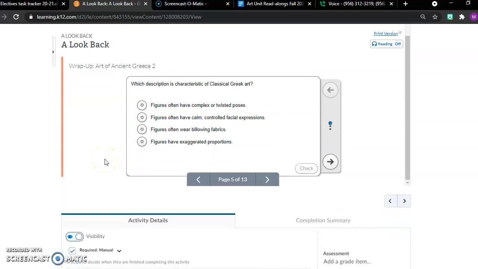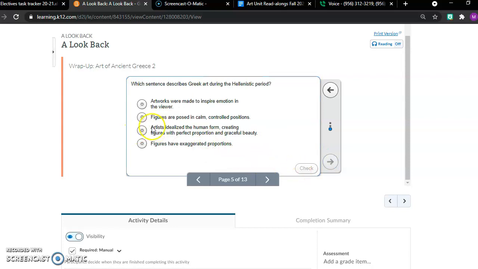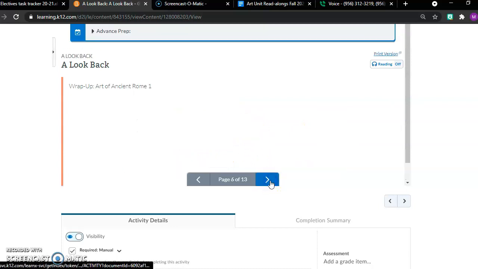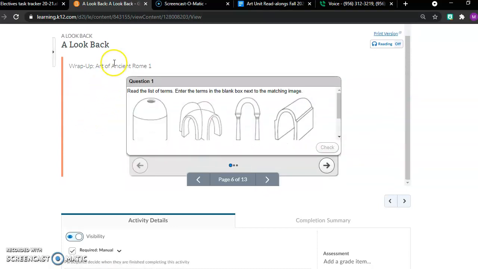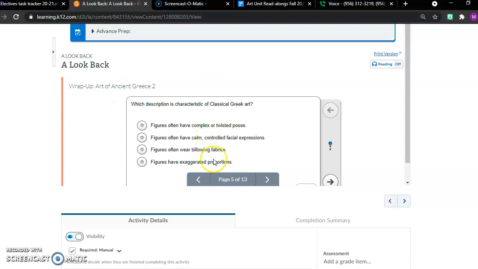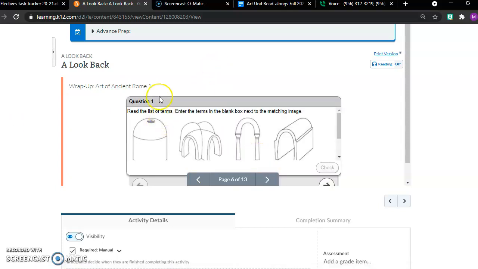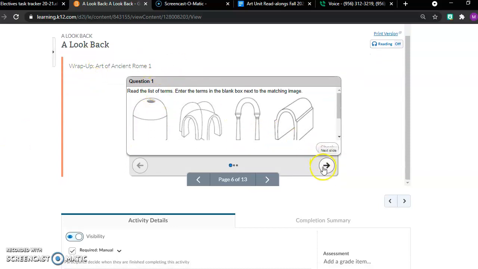This reviews ancient Greece. You can go through those questions and then check your answer and see if you got that answer correct. Go through ancient Rome. Whichever one you didn't read or didn't understand very well, like let's say you missed ancient Greece, you can come through here and try to answer the questions and make sure that you understand it completely. So you don't necessarily have to go through the whole thing if you don't want to.